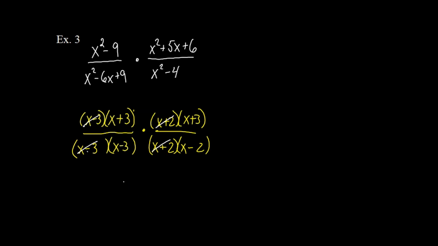So we will just rewrite our rational expression, the factors that are left. We'll get x plus 3 times x plus 3, which is x plus 3 squared, over x minus 3 and x minus 2. And then we need to list our excluded values. Our excluded values are going to be positive 3, negative 2, and positive 2. Those are the values that x cannot take.